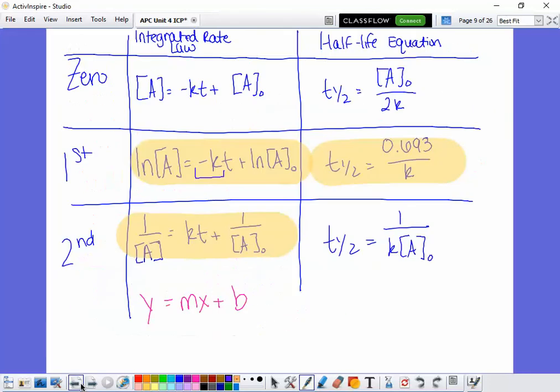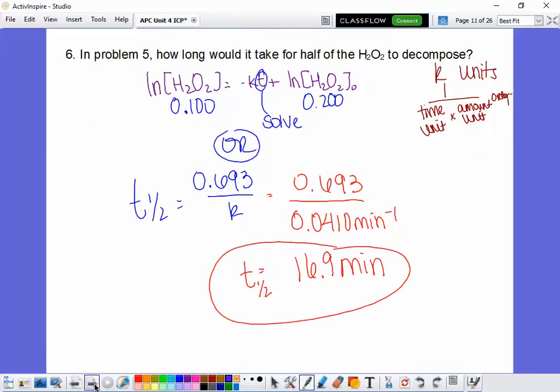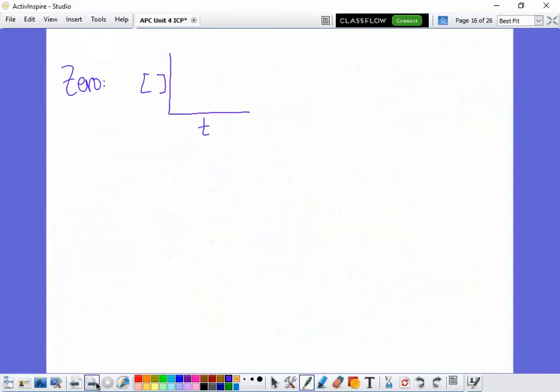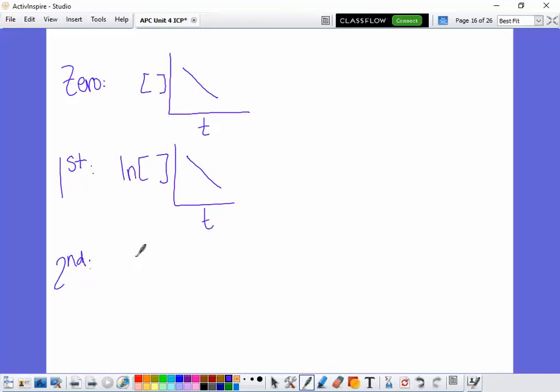It has a negative slope based off of this. See, negative slope. Zero and first are both negative. Second is positive. That's supposed to be a straight line. Okay. First order, that's going to be the natural log of concentration versus time, and that would also be a negative slope with a straight line. Second order is inverse or reciprocal concentration versus time, and that's a positive slope.